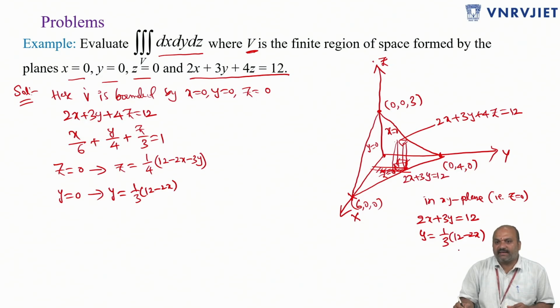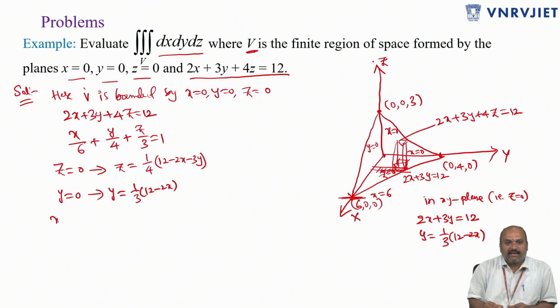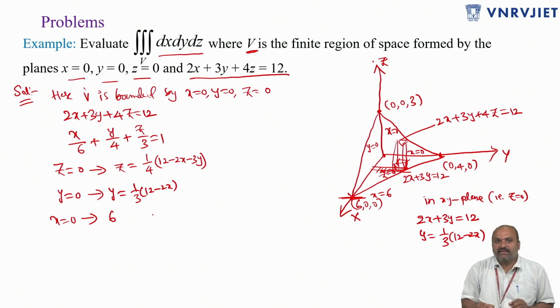Rewriting this, y equals 1 by 3 times 12 minus 2x. Now to cover this region, this strip has to slide from the y-axis, x equals 0, to x equals 6. If you put y equals 0 on the x-axis, 2x equals 12, that means x equals 6. So x is from 0 to 6. Like this, we identify the limits in the case of 3 dimensions.